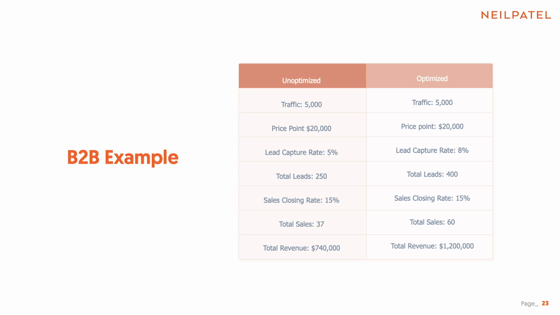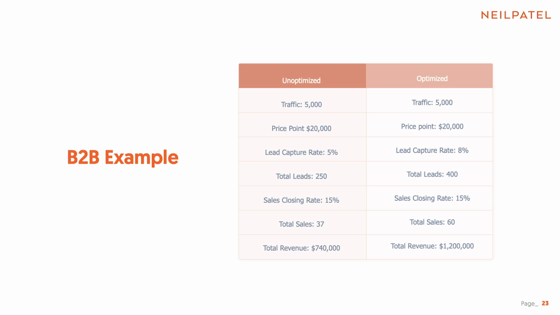And here's an example in B2B. This also works in B2C. If someone had 5,000 visitors, their price point was $20,000, which is more normal in B2B than B2C. If your lead capture rate is 5%, you got 250 leads. Your sales closing rate is 15%, 37 total sales, that's $740,000. Now, if you're optimizing, you have the same traffic, same price point, but your lead capture rate is 8%, that's 400 leads. Even if your sales reps close at the same percentage, at 15%, that's 60 sales. Instead of $740,000, your new revenue is now $1.2 million.